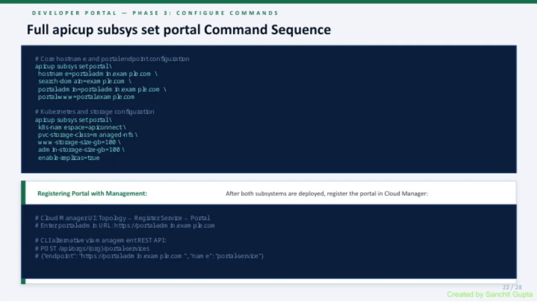Now that both subsystems are deployed, we need to register the portal within Cloud Manager. You can do this through the user interface by entering the portal admin URL. Alternatively, there's a command line option using the Management REST API for automation. After that, we configure the portal's core settings, like hostname and domain, followed by Kubernetes and storage details. This final step ensures the developer portal is properly connected and ready to go, completing phase 3 of the setup.